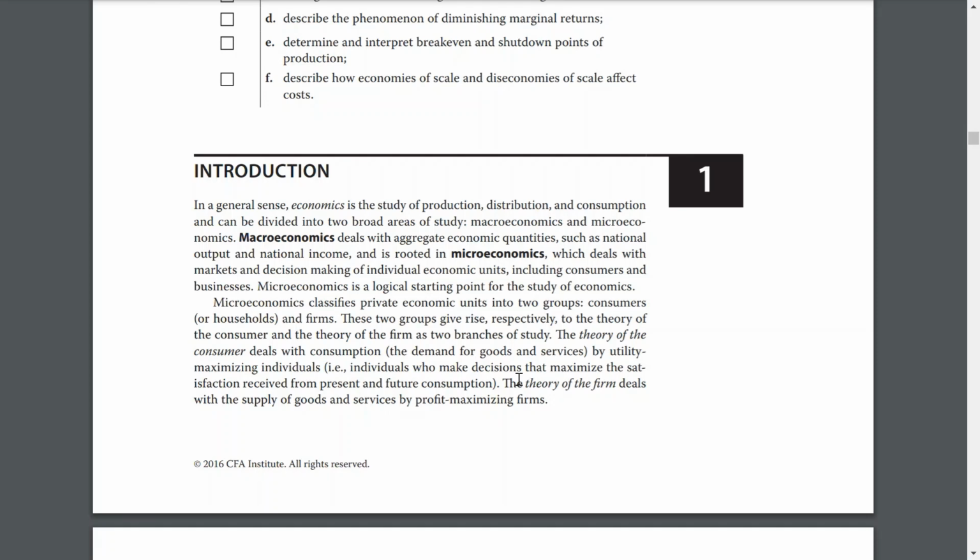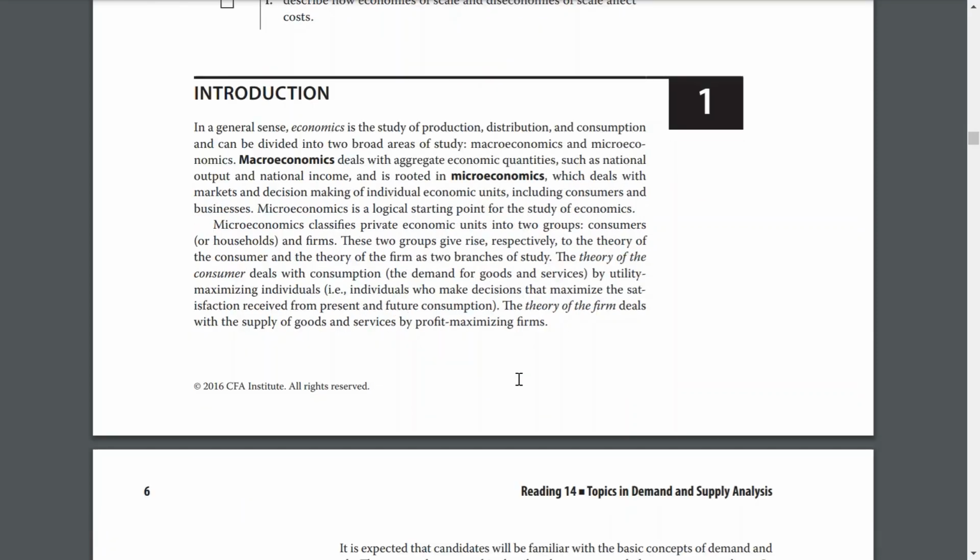Microeconomics is a logical starting point for the study of economics. Microeconomics classifies private economic units into 2 groups: consumers or households, and firms. These 2 groups give rise, respectively, to the theory of the consumer and the theory of the firm as 2 branches of study. The theory of the consumer deals with consumers' demand for goods and services, by utility-maximizing individuals, i.e., individuals who make decisions to maximize the satisfaction received from present and future consumption. The theory of the firm deals with the supply of goods and services by profit-maximizing firms.